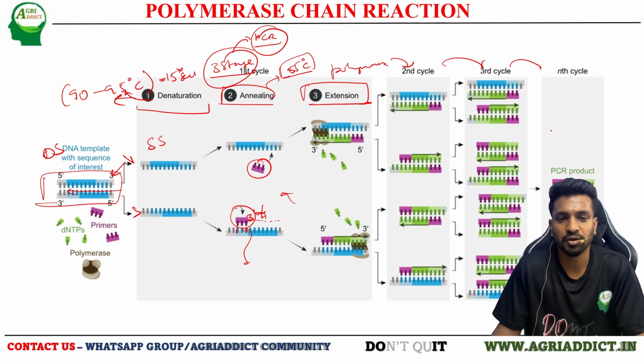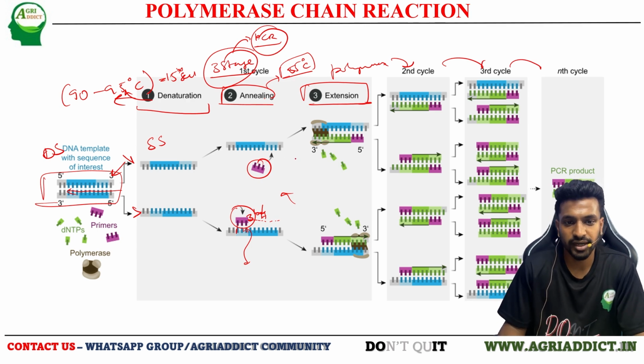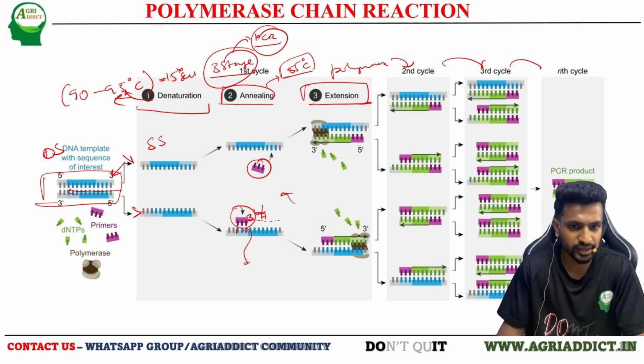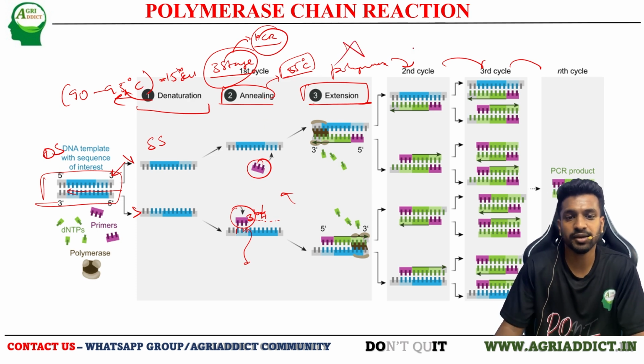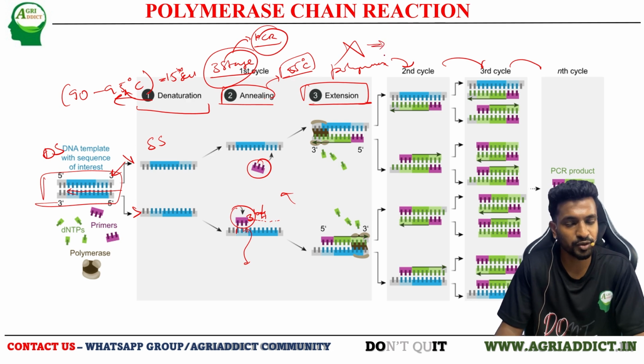But there is a problem here. The DNA polymerase which we are actually using, which is usually used for the replication process, cannot be used in this case. Why? Because the temperature is very high. The DNA polymerase will be degraded, it won't be active at this temperature.